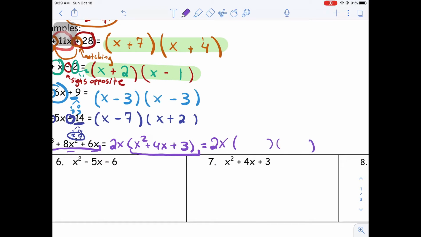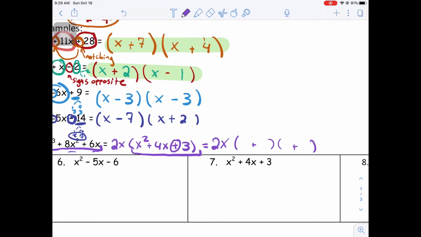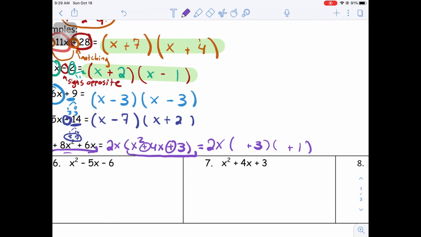And now we can build our 2 factors. Positive at the end tells us positive and positive in the middle. And then we need to build 4. So 3 and 1 would build 4 in the middle. So then we have x and x. And then that would be our answer, right? So this actually has 3 factors. 1, 2, 3. These are all factors of our original polynomial. Okay, so when we pull out a greatest common factor, sometimes there's going to be more than just the 2 factors that we're used to.